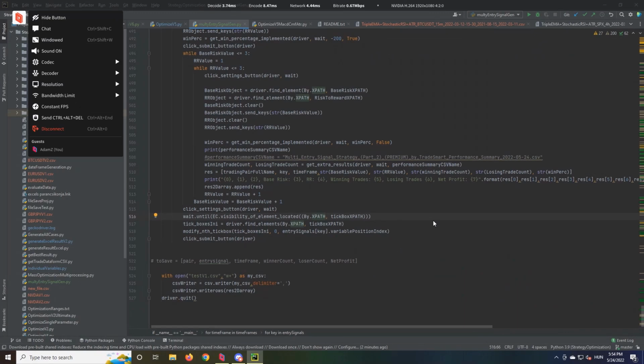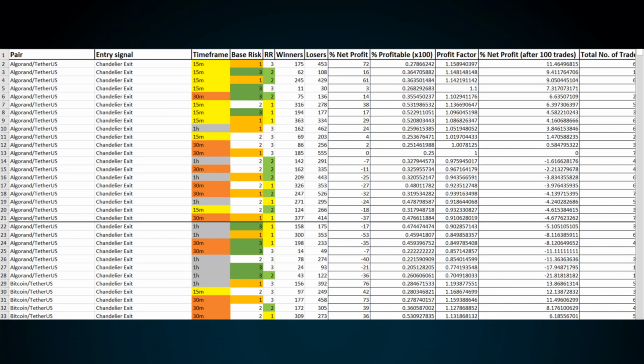The code that Adam wrote to complete all the backtests will save the number of winning and losing trades, and from those values, the Excel sheet I have already shown you in the first part will calculate all the necessary values we need, like win rate, net profit, profit factor, and so on.